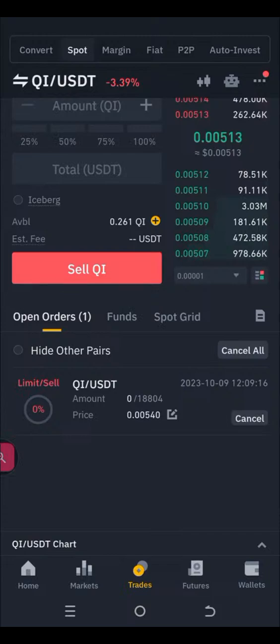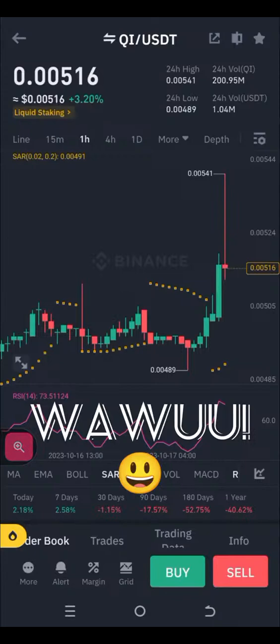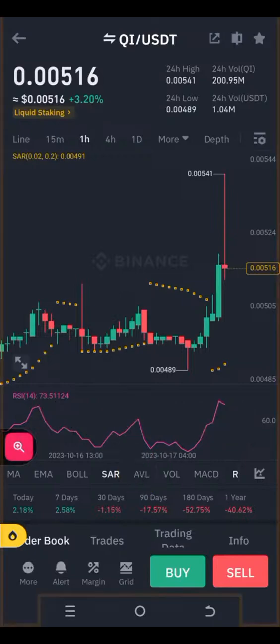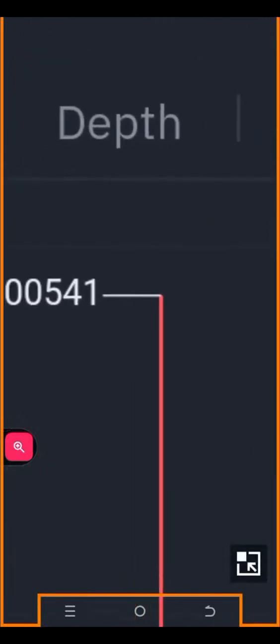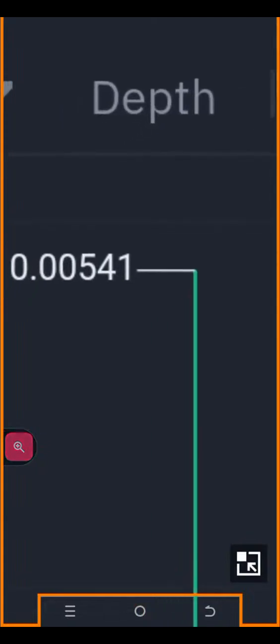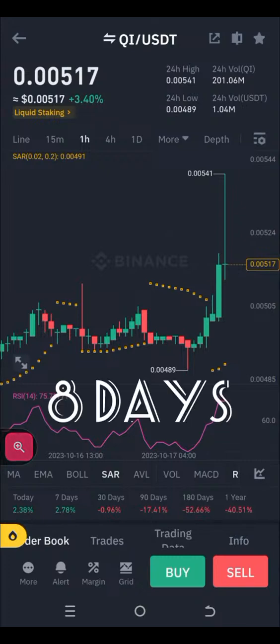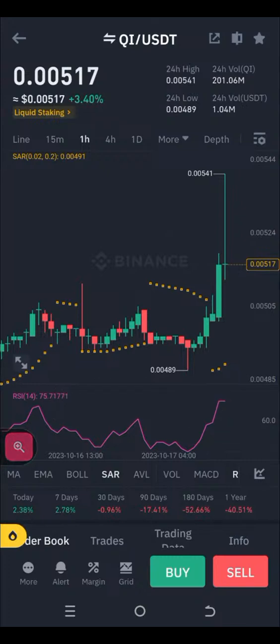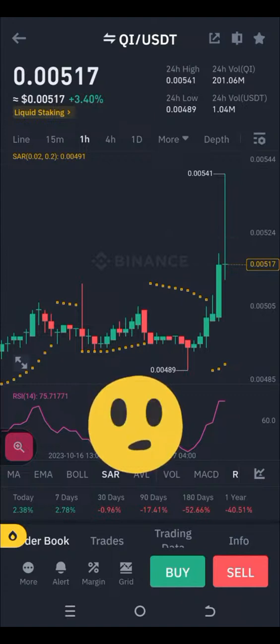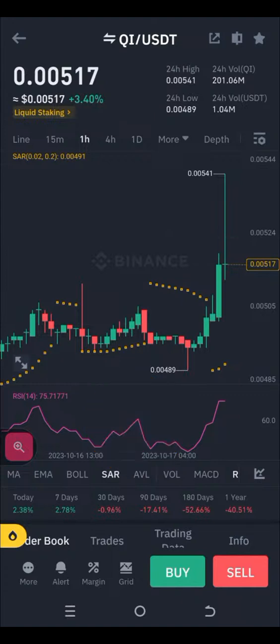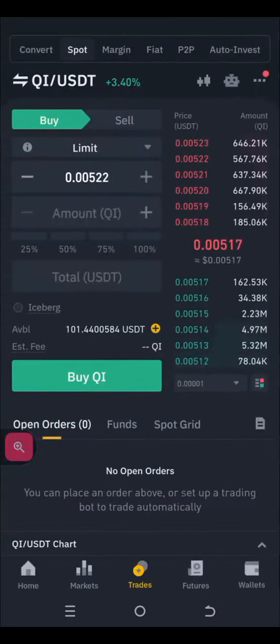Wow, woo! Can you see how QIUSDT ran all the way to 0.0541? This trade, wow, I've been in it for 8 days. Eight days. Oh my God. But anyways, like I told you, probably you must have watched in my previous videos that there has been a bloodbath in BTC. But BTC has cured a little bit. I mean, look at it. Look at QIBTC. I mean, this is QIUSDT.